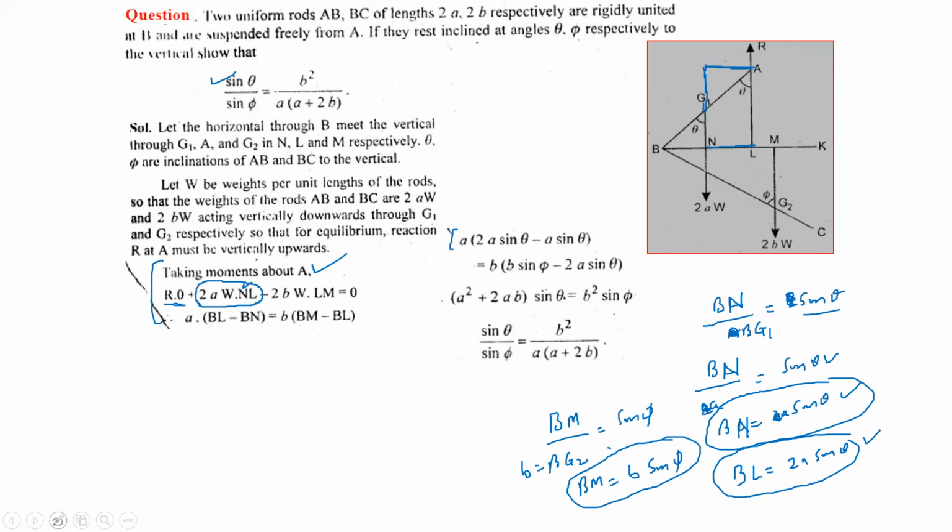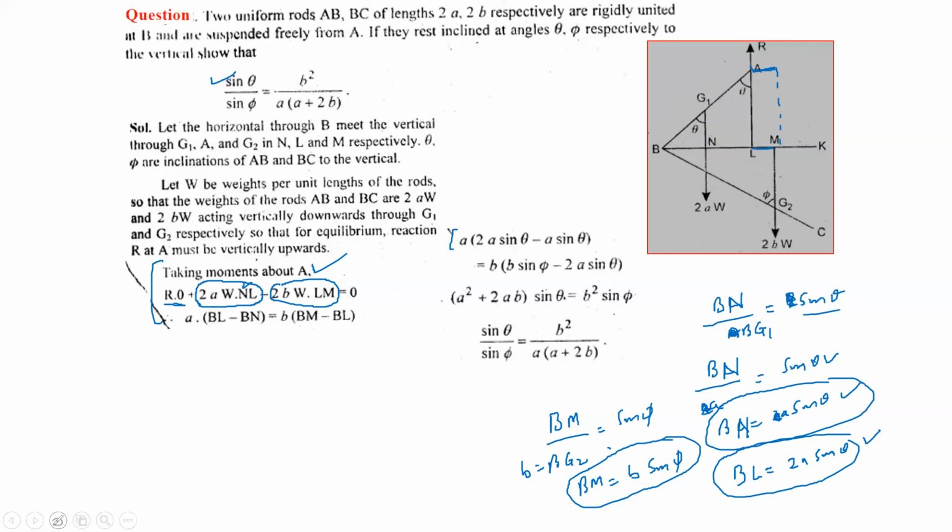And secondly, the second force which is available to us is 2BW, and its perpendicular distance from A, if we have to calculate it, is equal to this thing, or you can say equal to LM. So 2BW into LM is taken.